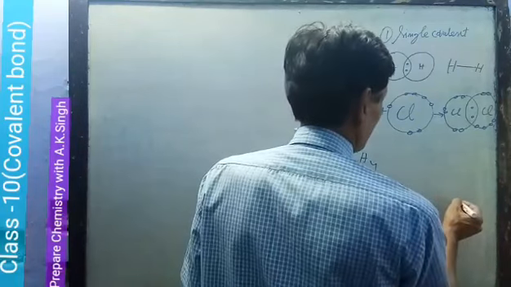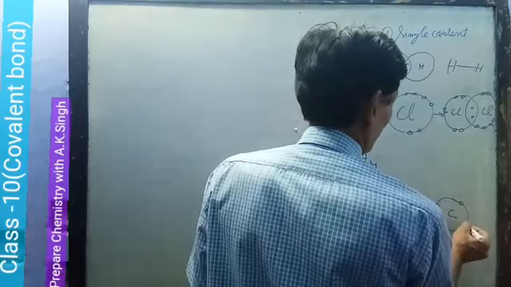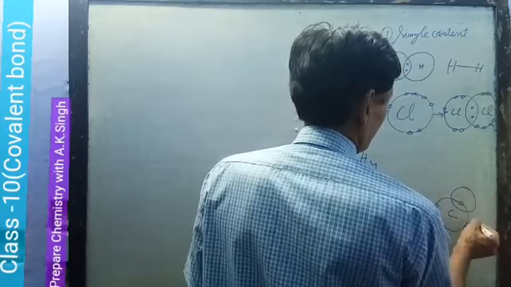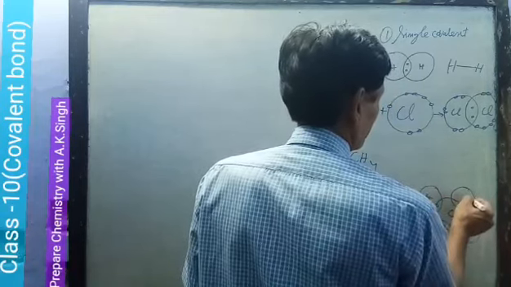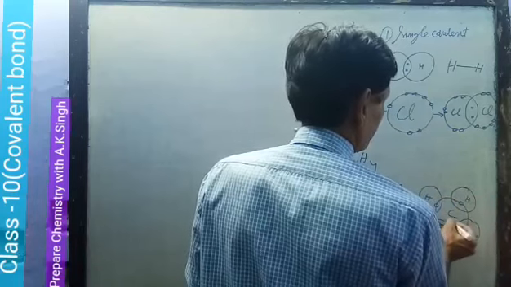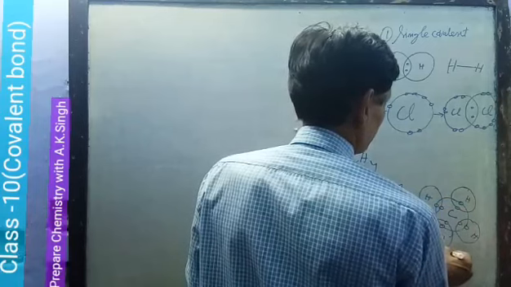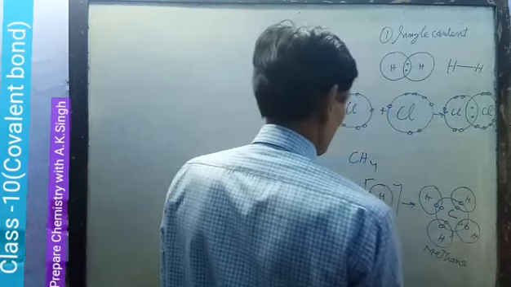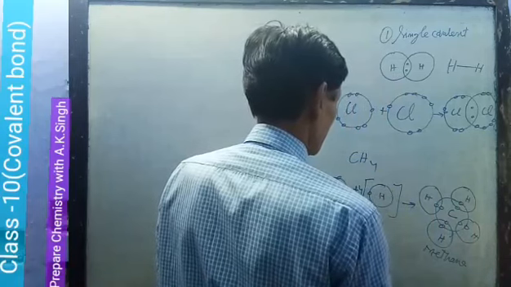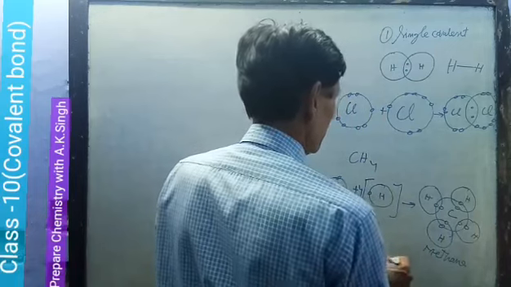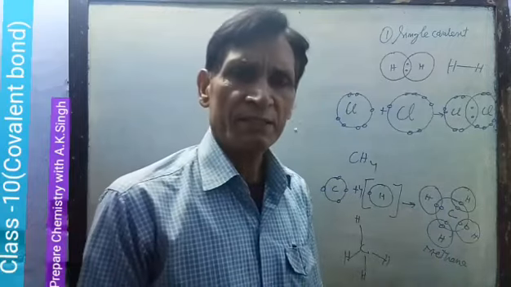Then here we can make carbon, having 4 valence electrons. Then 4 hydrogen atoms are combining with this carbon atom to form methane. Now you can draw the structure like this. This is the structure of methane molecule. You can draw the structure of methane like this.